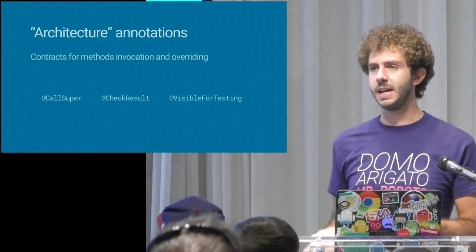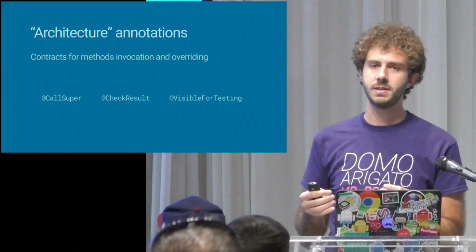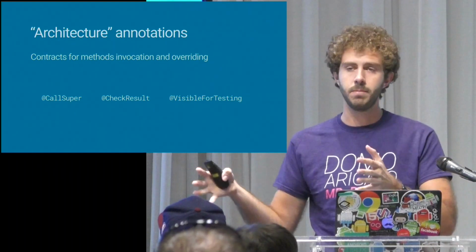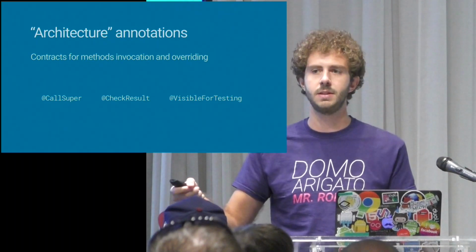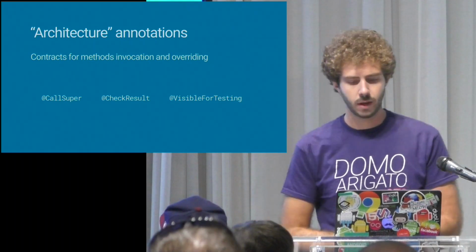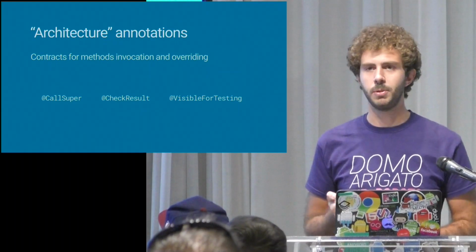And then there's visible for testing. It doesn't really do much. It's like a marker that says this field or symbol has a broader visibility than it should because I'm using it somewhere to test. So I need access to it. This is useful, I think, especially for code reviews, because otherwise people will complain at you.